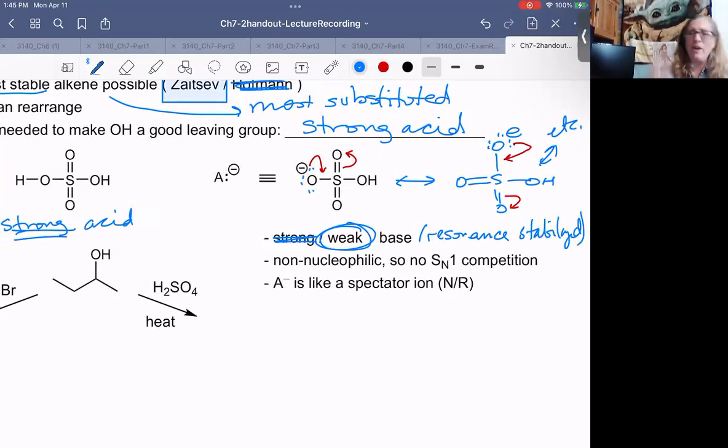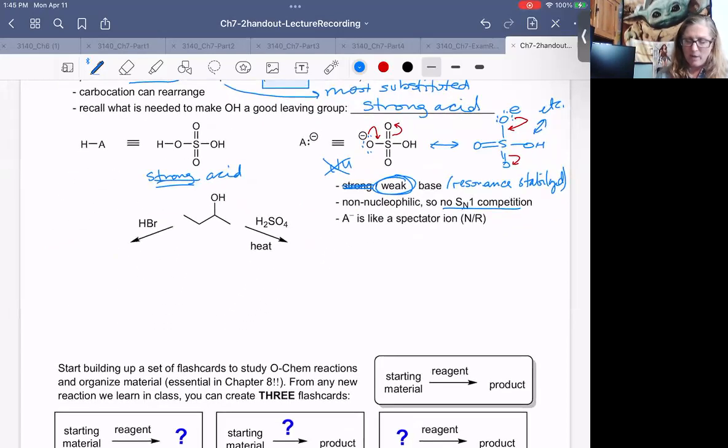So that makes it very, very unreactive. It's almost like a spectator ion. And so that makes it non-nucleophilic. This is not a nucleophile. And that's why we don't get competition with SN1 in this case. We get E1 only. I'll write that later. We don't have to write that right now. There's no SN1 competition because we have no nucleophile. Okay, so that's why we get this outcome when we use H2SO4.